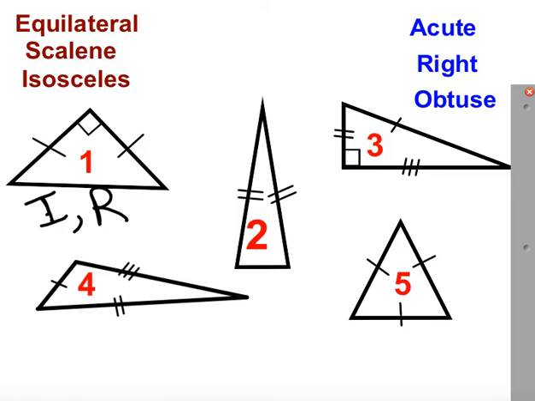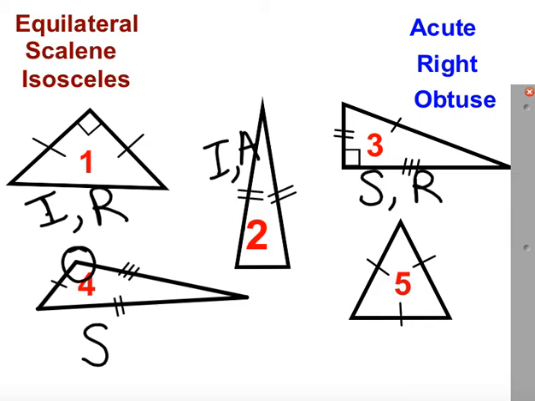Number 2. All right, these 2 sides are the same. So once again, we have an isosceles. But all of those angles are less than 90 degrees, which means I have an acute triangle, isosceles acute. All right, number 3, all of those sides are different, so I have a scalene and that right triangle. Number 4 is a scalene, but this angle right here, that's more than 90 degrees, so I have an obtuse. And number 5, equilateral, because all of those sides are the same, which means all of these angles are under 90 degrees, so I have an acute triangle.